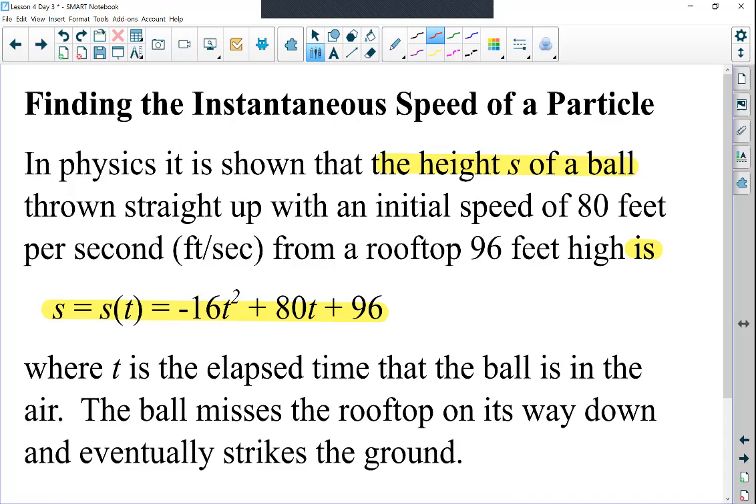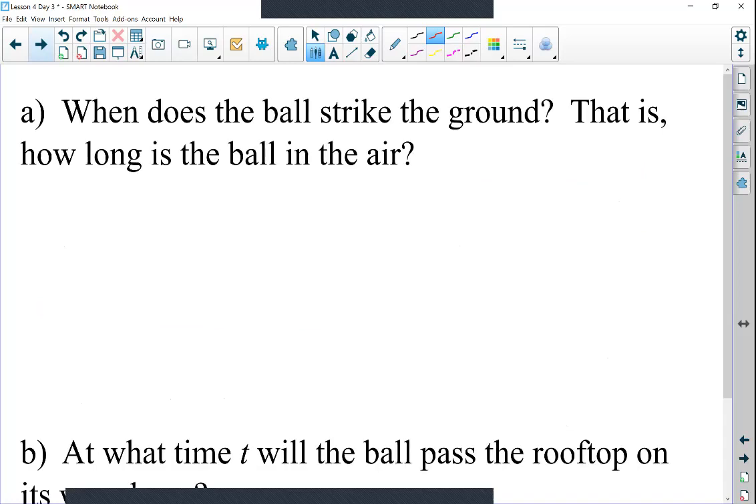All right, so when does the ball strike the ground? That is, when or how long is it in the air? So for that problem, we're going to take our equation and just set it equal to 0.